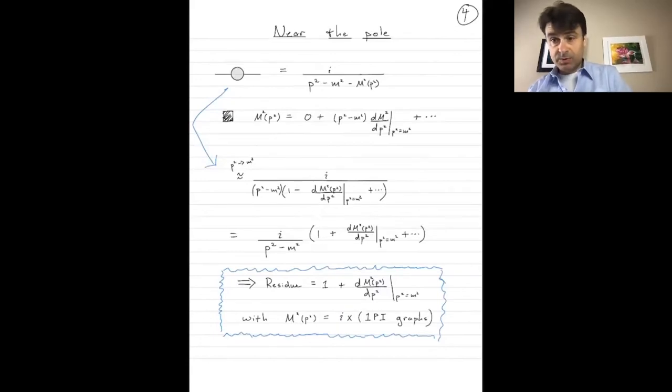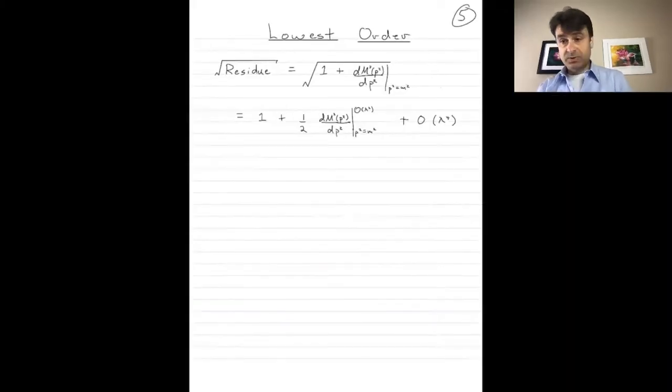So we've got a prescription now. We know how to calculate the capital M squared. Now all we have to do is take the derivative with respect to p squared and put p squared equal to m squared. Okay. So how would we do that? And I would suggest that you try doing this as an exercise.